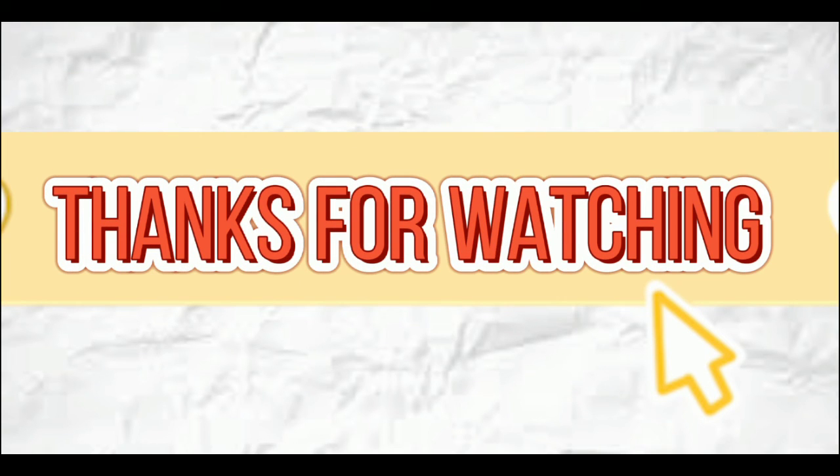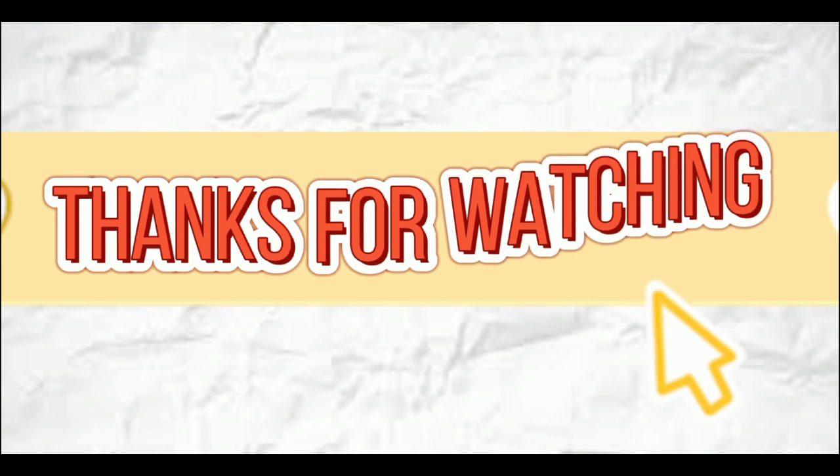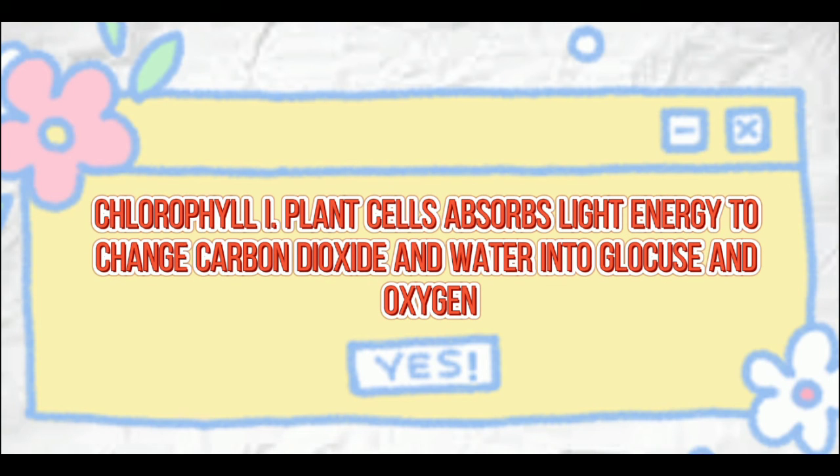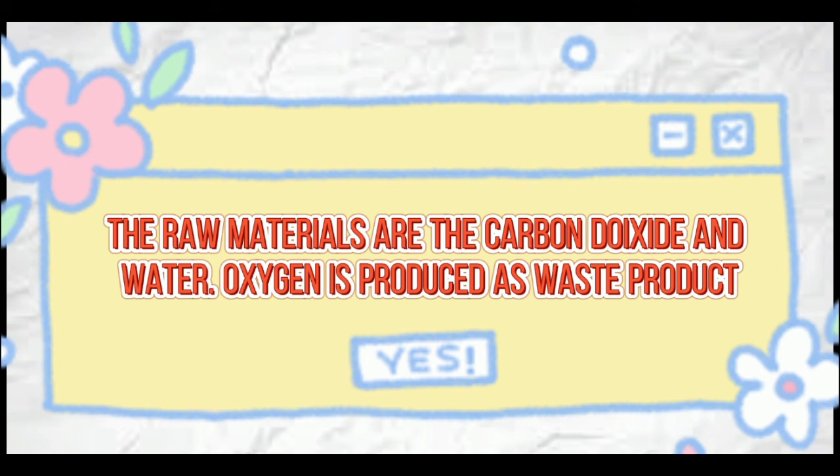So, dito na nagtatapos ang topic natin for today. Remember, plants make their own food by the process of photosynthesis. Chlorophyll in the plant's cells absorbs light energy to change carbon dioxide and water into glucose and oxygen. The raw materials are the carbon dioxide and water. Oxygen is produced as a waste product.